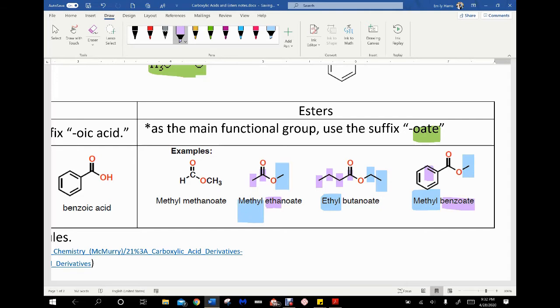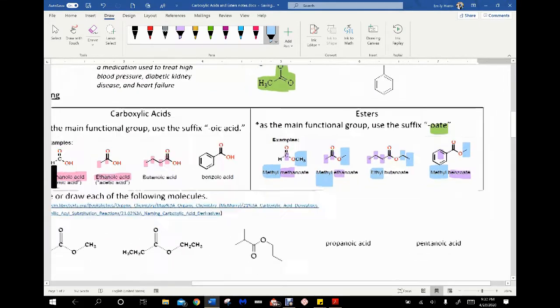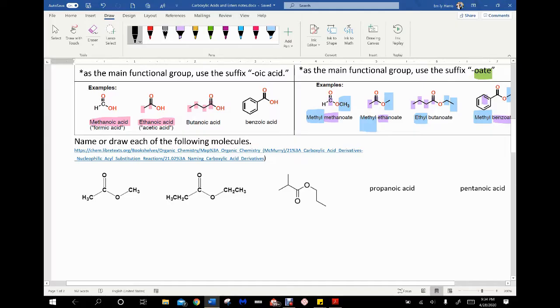So it's methyl benzoate. And then this one, I saved this guy for last, but this one happens to have just 1 carbon on either side. So that's where you have the meth repeating twice as your prefix. Methyl methanoate, or methanoate, I guess, technically. All right, so let's give these practice problems a try and see if we can figure out some names.